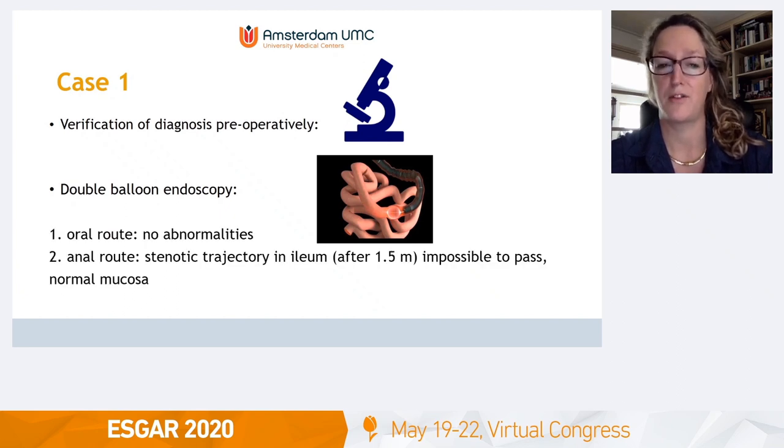Two routes were necessary. They started with the oral route, but unfortunately, no abnormalities were seen in the trajectory that was inspected. The patient returned for the anal double balloon endoscopy, or via the anal route, and then a stenotic trajectory was seen in the ileum after about 1.5 meters, and they couldn't pass it. Up until that point, a normal mucosa was seen.